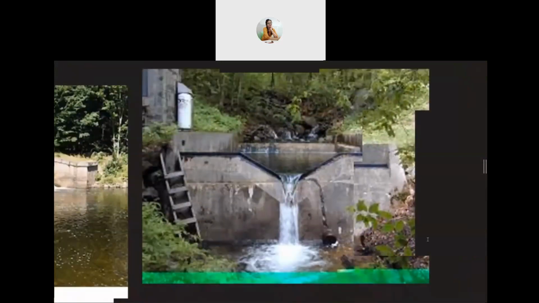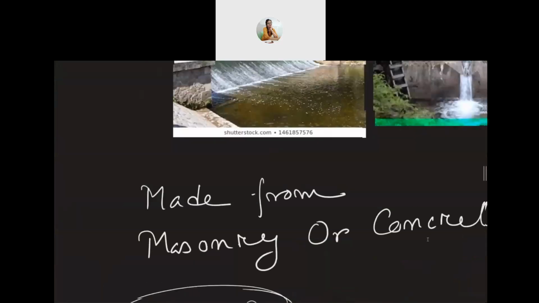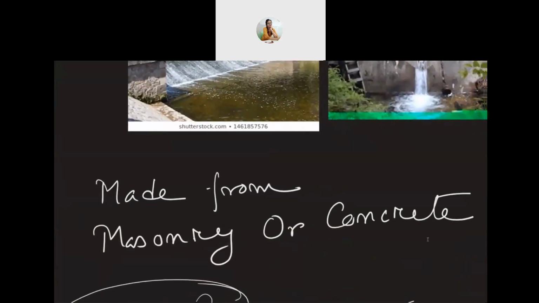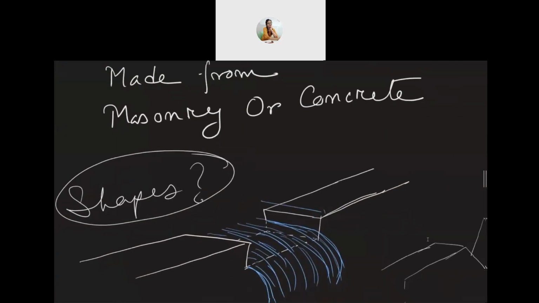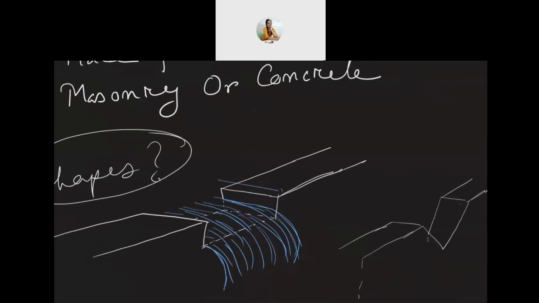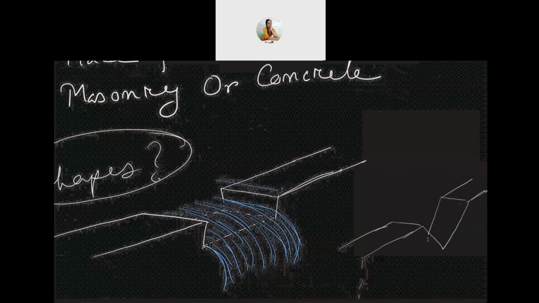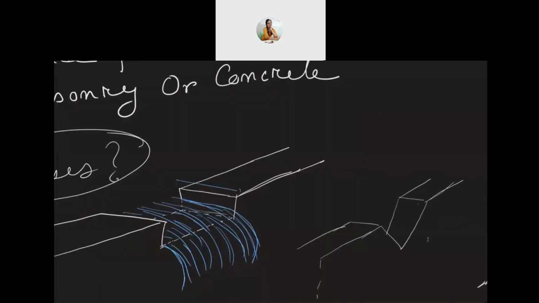Then they are generally made of concrete or masonry. Now they come in different shapes and sizes. So the shapes will be, this is a rectangular weir and also broad crested. This is a triangular weir. This is a trapezoidal weir.